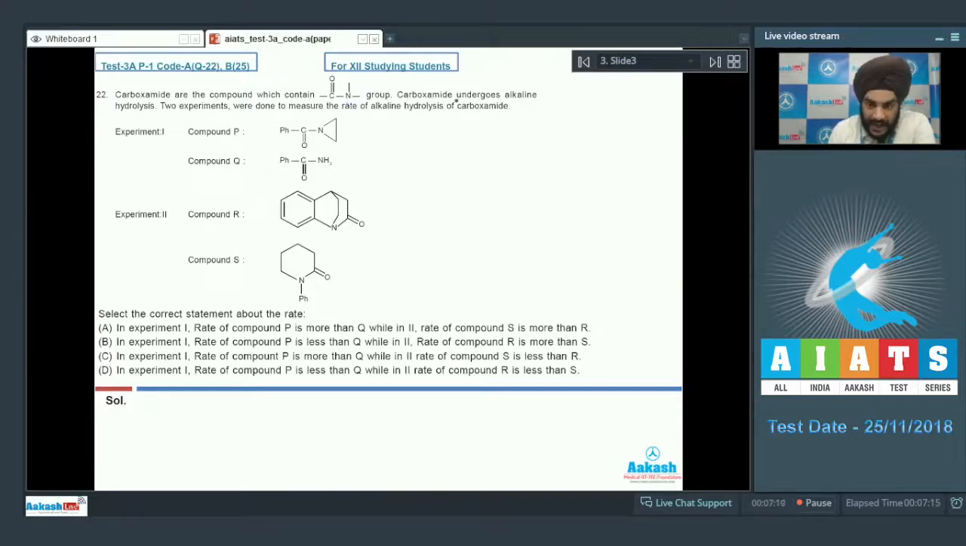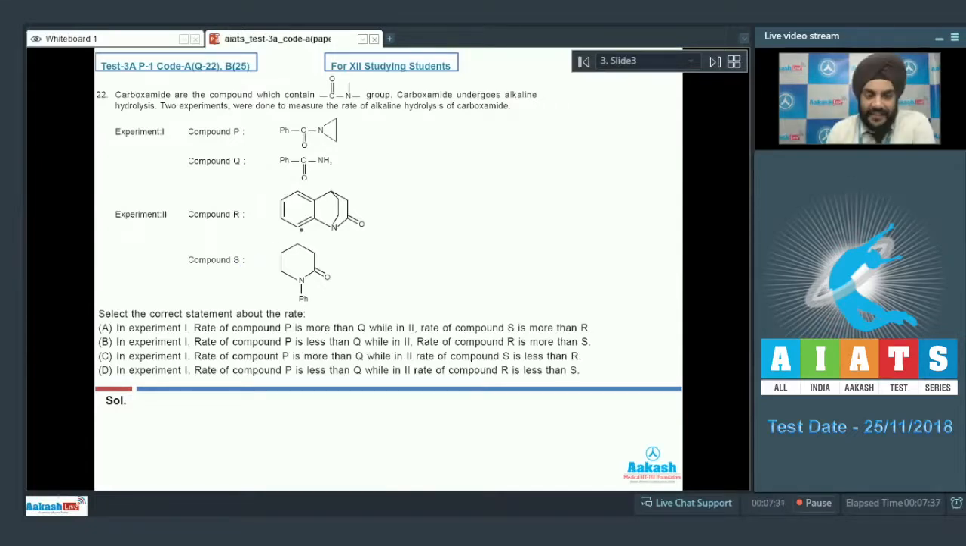So carboxamide undergoes alkaline hydrolysis, and 2 experiments were done to measure the rate of alkaline hydrolysis of carboxamides. In experiment 1, we had compound P and Q undergoing alkaline hydrolysis, whereas in experiment 2, we had compound R and compound S undergoing alkaline hydrolysis.